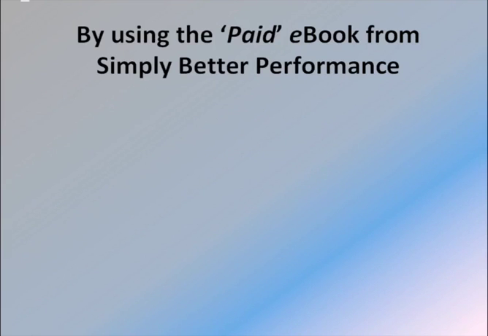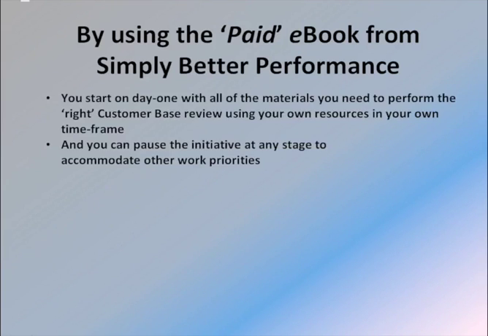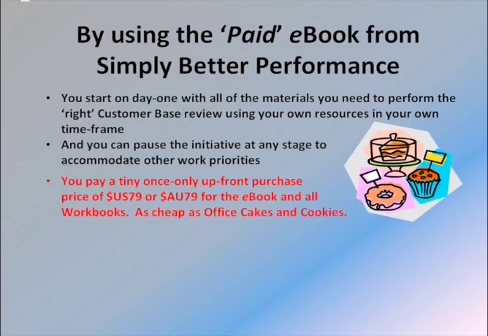By using the paid ebook from Simply Better Performance, you start on day one with all the materials you need to perform the right customer base review using your own resources in your own time frame. And you can pause the initiative at any stage to accommodate other work priorities. You pay a tiny, once-only upfront purchase price of US $79 or Australian $79 for the ebook and all of the workbooks that we've previously mentioned. This really is as cheap as office cakes and cookies.